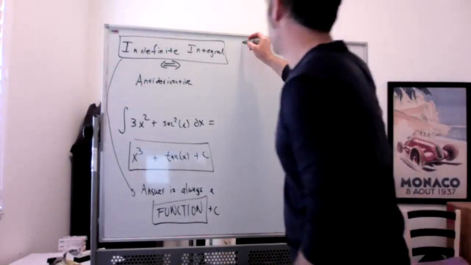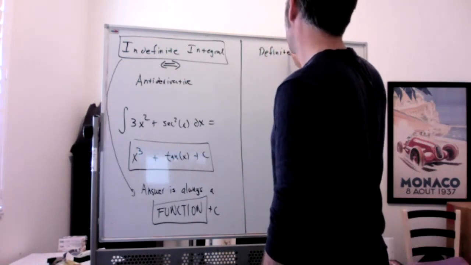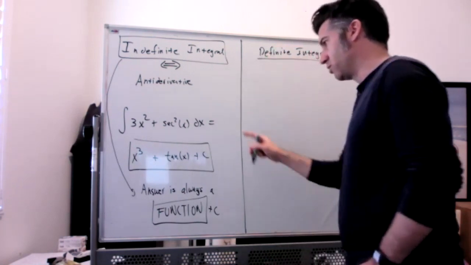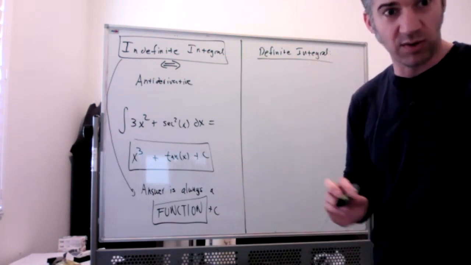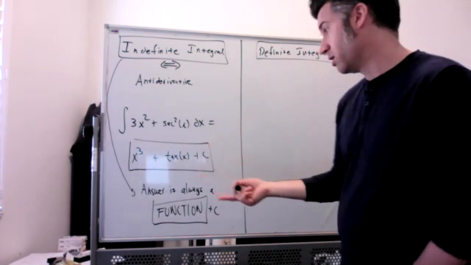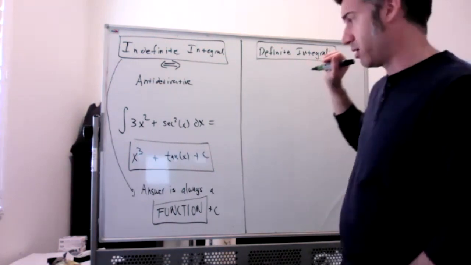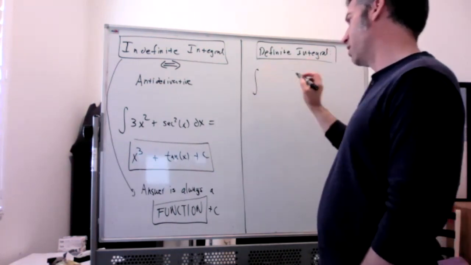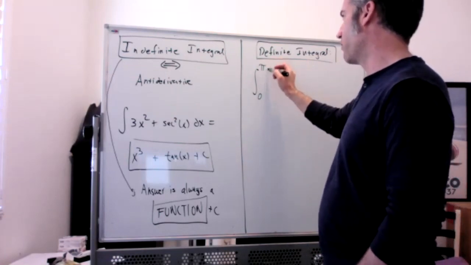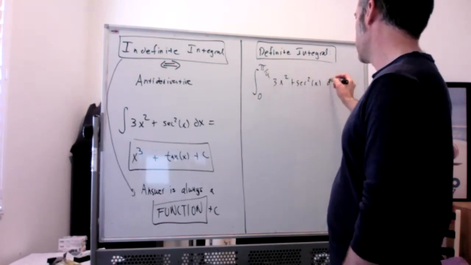On the other hand, a definite integral. In fact, we will do this same integral, but we'll do it definite. A definite integral we can recognize when you have limits of integration. So we could do the integral from 0 to pi over 4 of 3x squared plus secant squared of x dx.